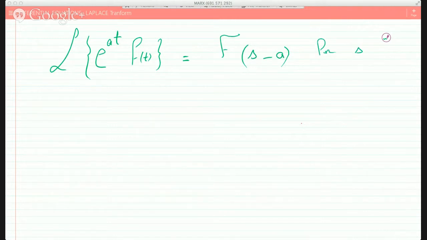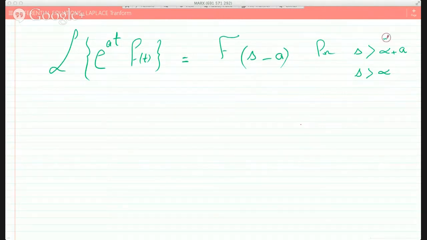for s greater than some alpha plus a. Okay. If the Laplace exists for some s greater than alpha for f of s. Okay. All right. And so an example on that would be like this here.